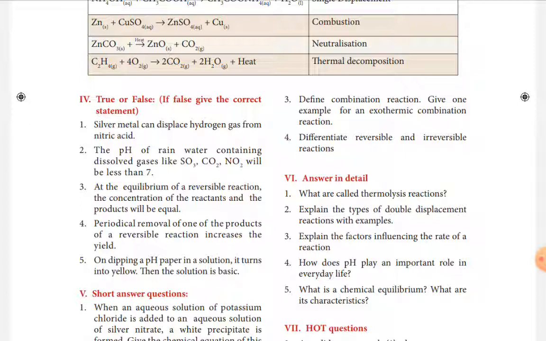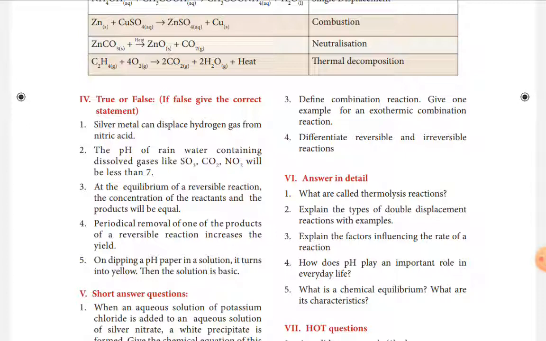Then the pH of rainwater containing dissolved gases like sulfur trioxide, carbon dioxide, nitrogen dioxide will be less than 7. These gases turn the neutral water acidic in nature. That's why we call it acid rain. So the statement is correct. Then at the equilibrium of a reversible reaction, the concentration of the reactant and the product will be equal. This is false. At equilibrium, the rate of forward reaction is equal to the rate of backward reaction.